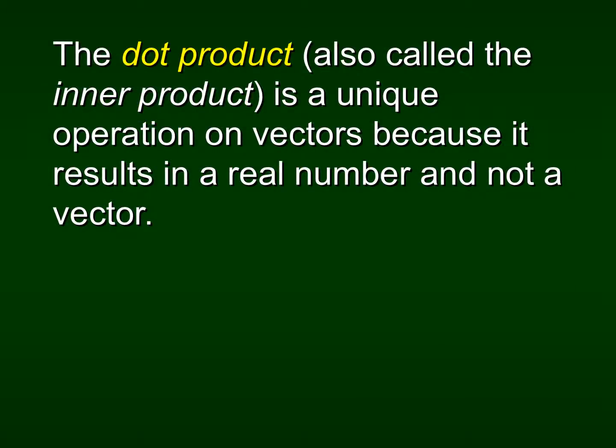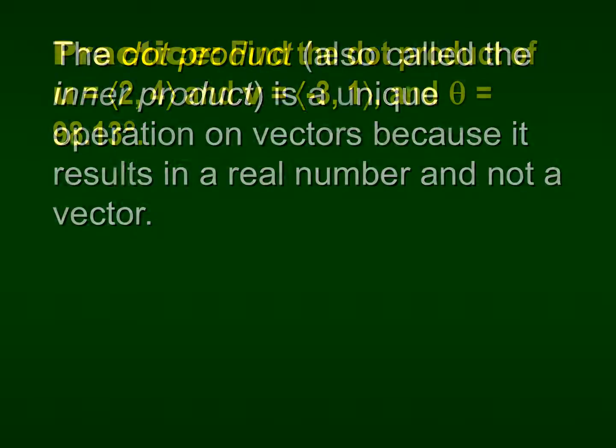All right, so the dot product has another name. It's also called the inner product. And the reason it's a unique operation is because when you do this operation, instead of getting another vector like all of our other vector operations so far, we're actually going to get a real number and not a vector.